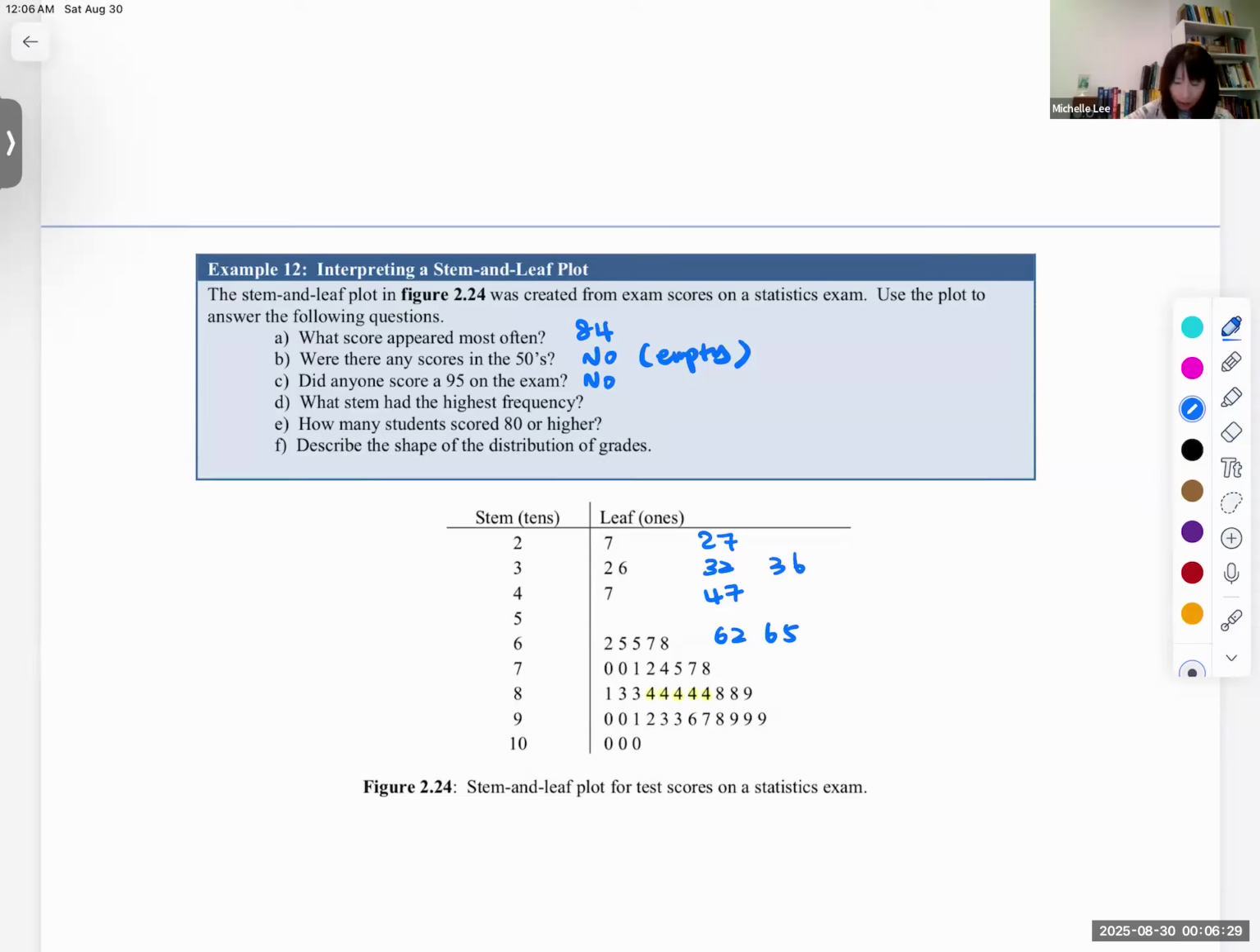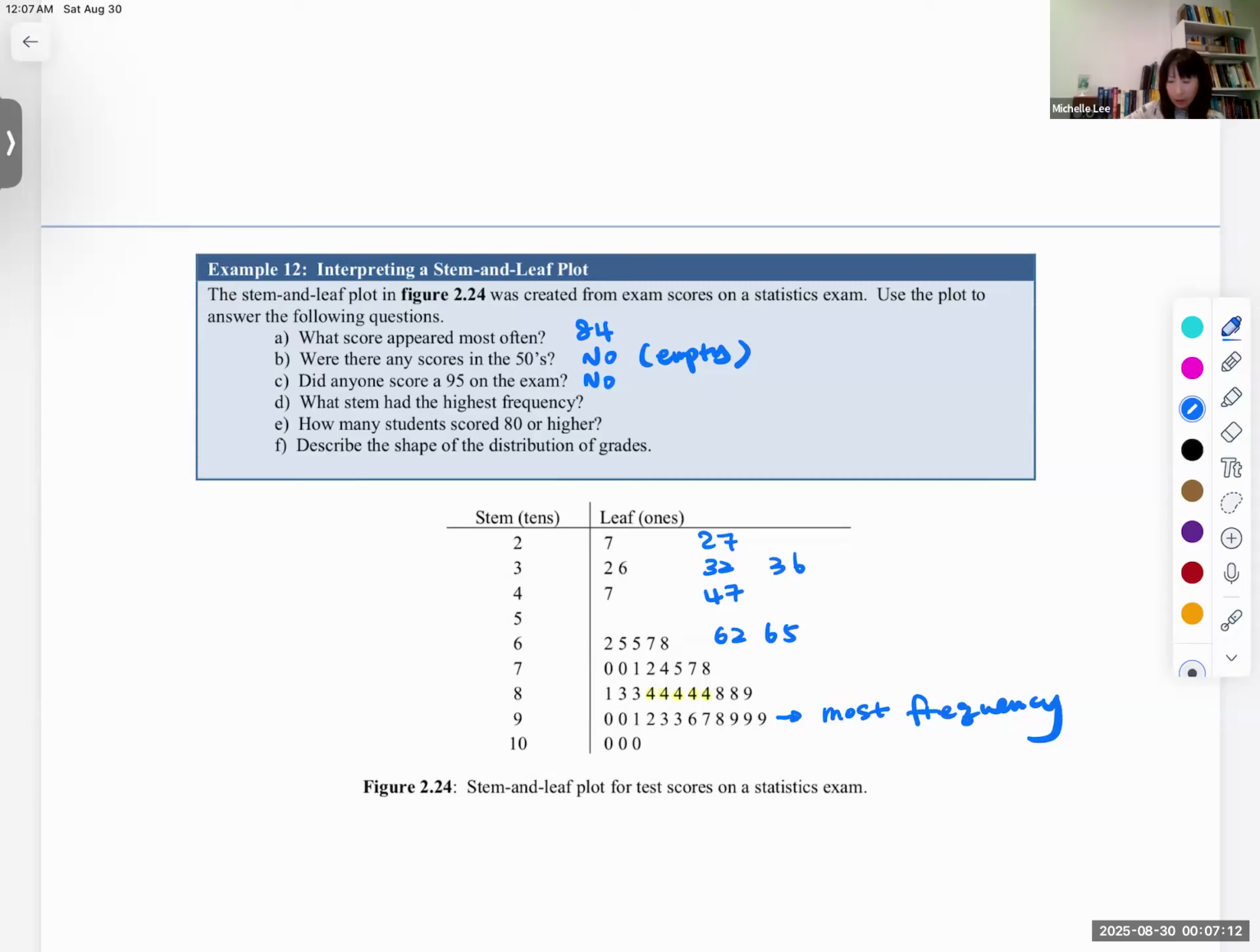Good. What stem had the highest frequency? Highest frequency means the frequency like the English word, how many times something occurs, right? That is D, right? Okay. So this is the most frequent, isn't it? Because there are more numbers, more leaves there, right? So most frequency.